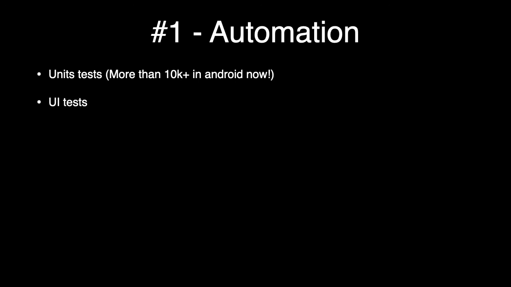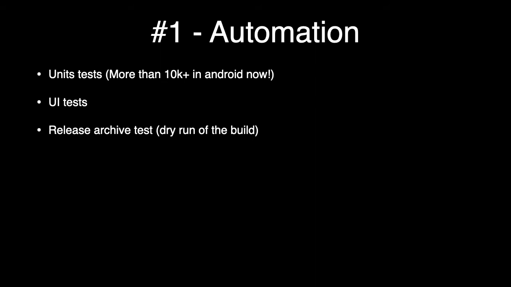The first pillar is automation. We try and automate everything that we can. There are 2 main areas we focus on. Firstly, we use automation to provide quality assurance and security. So you can see we've got things like a lot of unit tests, more than 10,000 in the Android app now. We've got a suite of user interface tests as well.